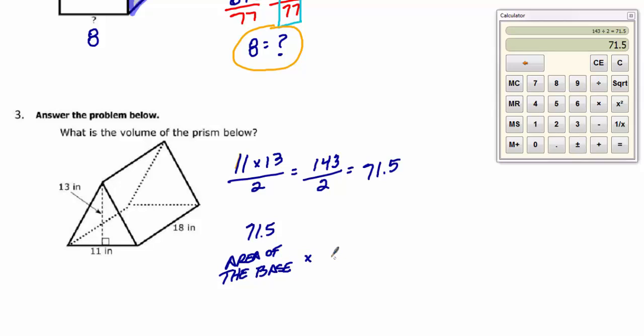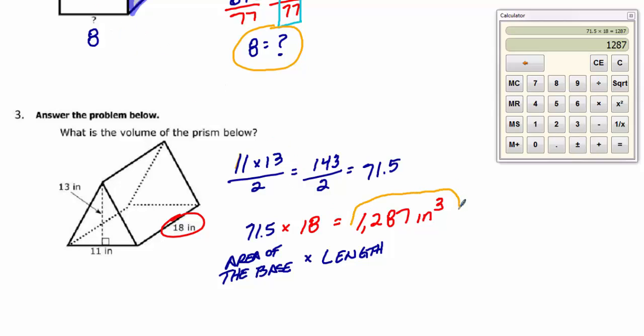And remember, to find the volume, you multiply that by the length. In this case, the length is right here. It's 18. And so we have 71.5 times 18 to give us a total of 1,287 inches cubed, or cubic inches. So that, ladies and gentlemen, is the volume of this triangular prism.